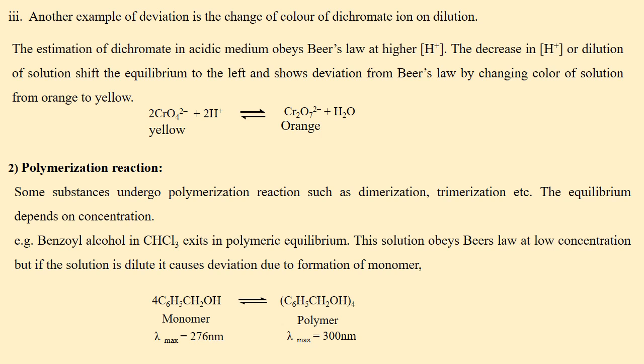Now the second example is the polymerization reaction. Sometimes polymerization reactions such as dimerization and trimerization take place, which depend on equilibrium and concentration. For example, when benzoyl chloride in chloroform exists in polymeric equilibrium, this solution obeys Beer's law at low concentration, but if the solution is diluted, it causes deviation due to formation of monomer.